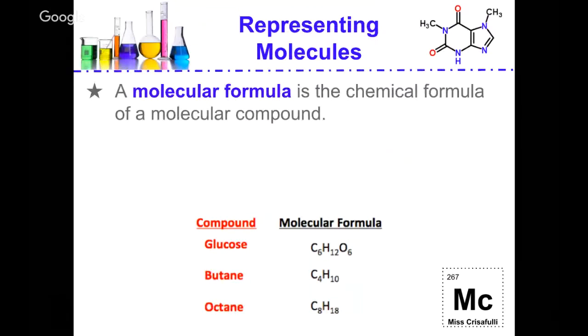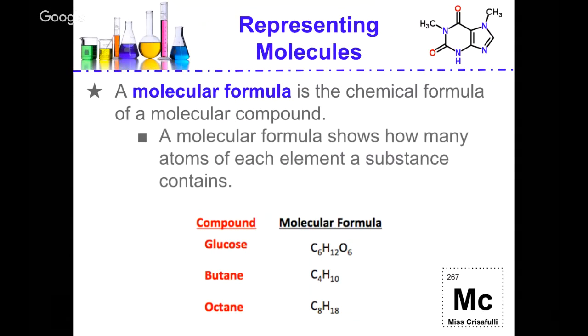A molecular formula is a chemical formula of a molecular compound. A molecular formula shows how many atoms of each element a substance contains. As we can see down here below, we have the compound glucose that contains 6 carbons, 12 hydrogens, and 6 oxygens. Butane consists of 4 carbons, 10 hydrogens, and octane consists of 8 carbons and 18 hydrogens.